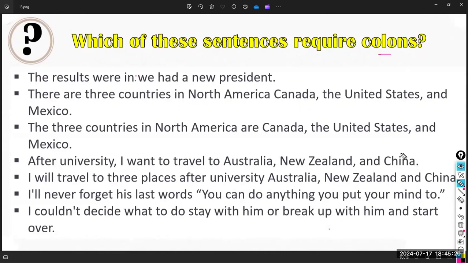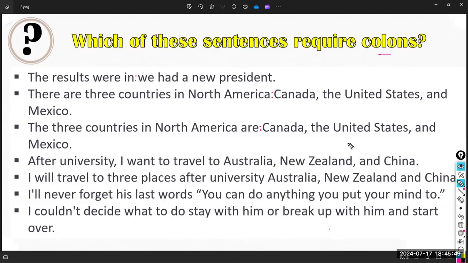Okay, what about the next one? After North America. Okay, so there are three countries in North America. Let me tell you the countries: Canada, the United States, and Mexico. After "are"? Yeah, exactly. So the three countries in North America are, let me tell you, colon, Canada, the United States, and Mexico. Exactly.